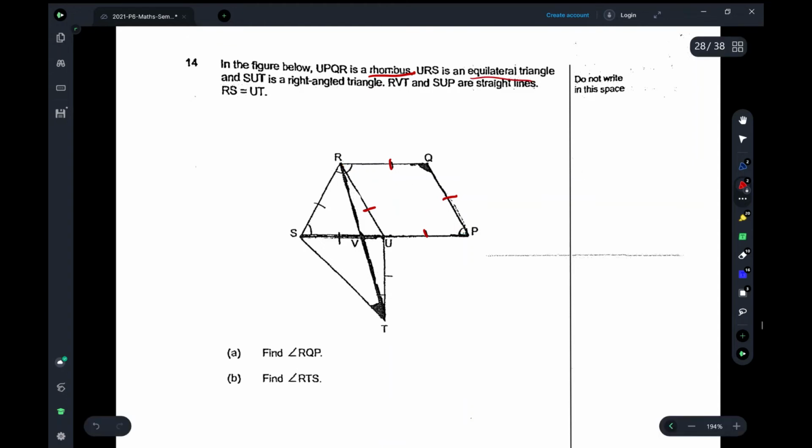URS is an equilateral triangle. SUT is a right angle triangle, so this must be the right angle. RVT is a straight line, okay? So we know that straight line is 180. SUT is also a straight line, okay? This is important, because this tells us that this adds up to 180. If it didn't tell us, we cannot assume. And lastly, RS equals UT, which means the shape is in line here. Therefore, this is an isosceles triangle, isosceles and right angle triangle.